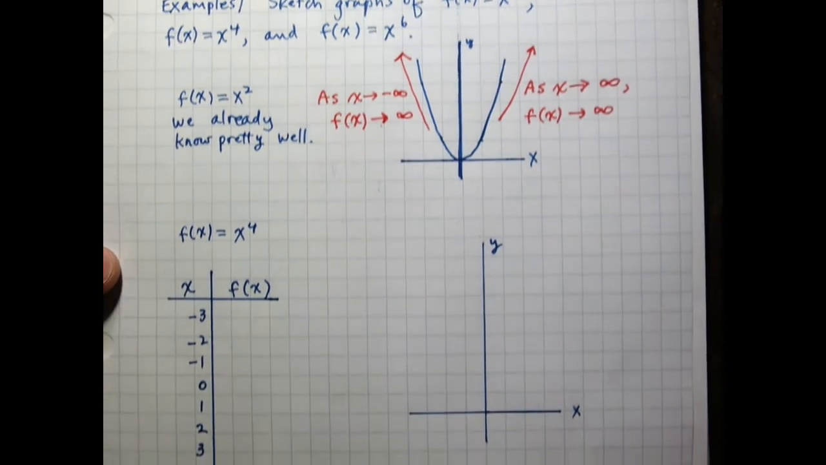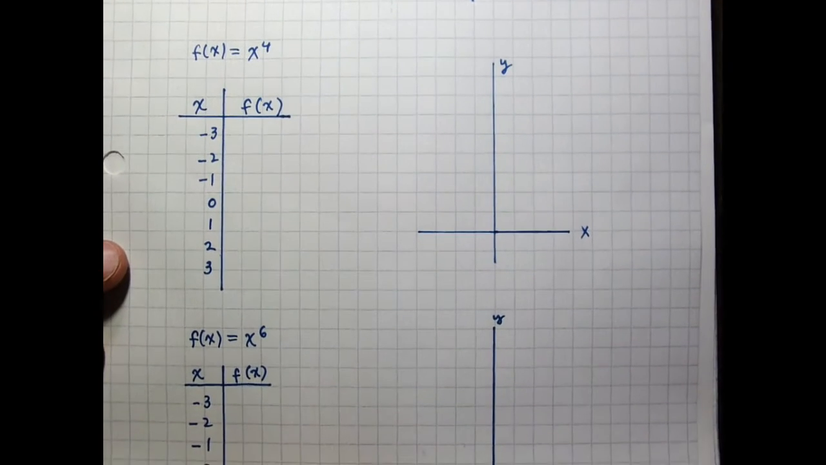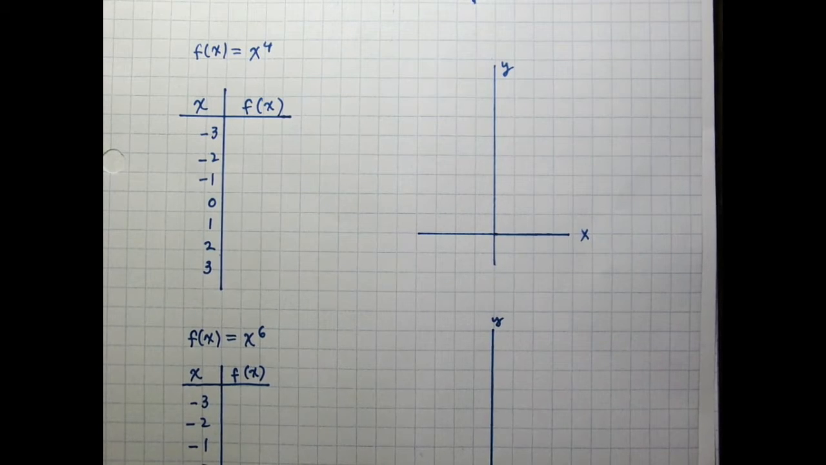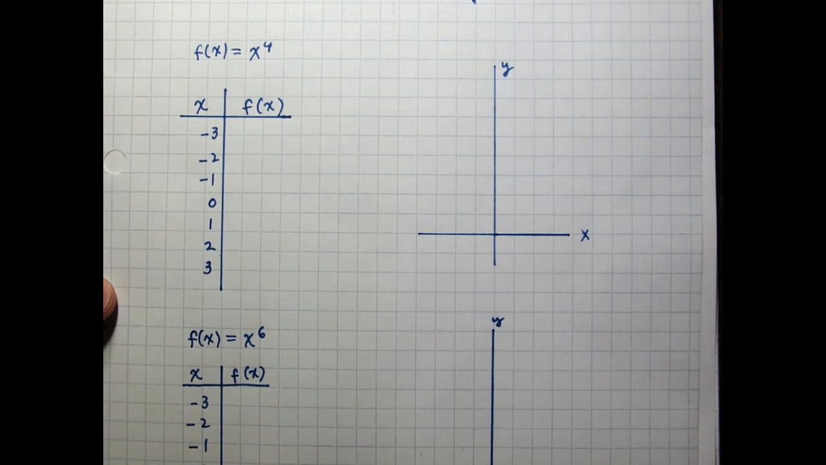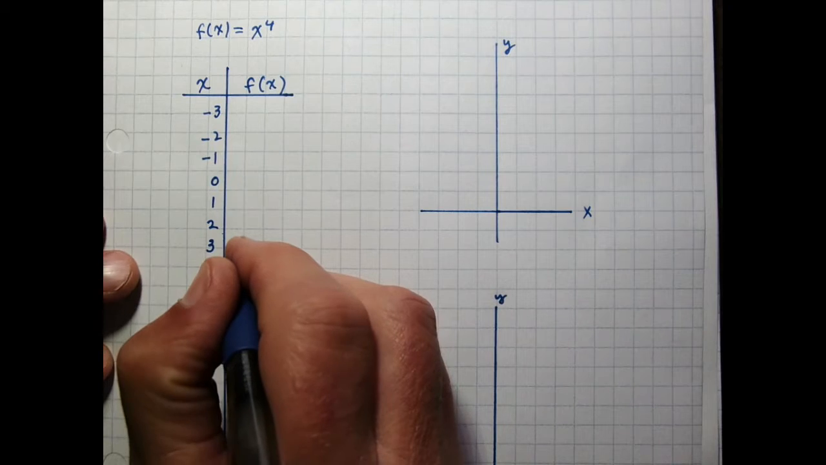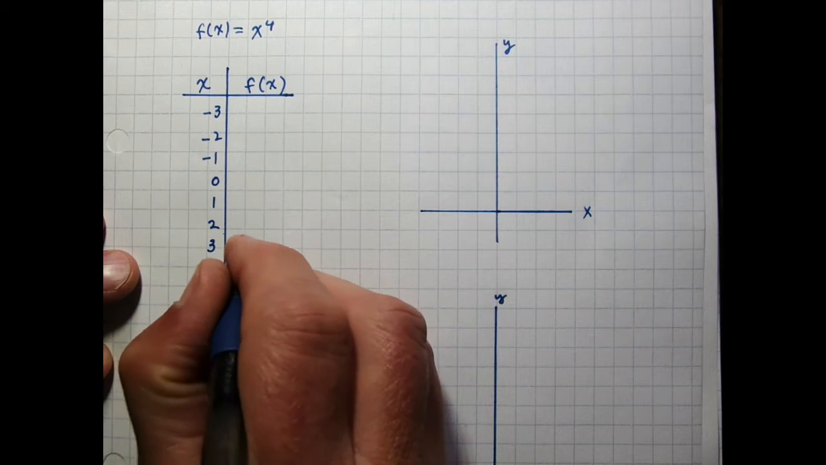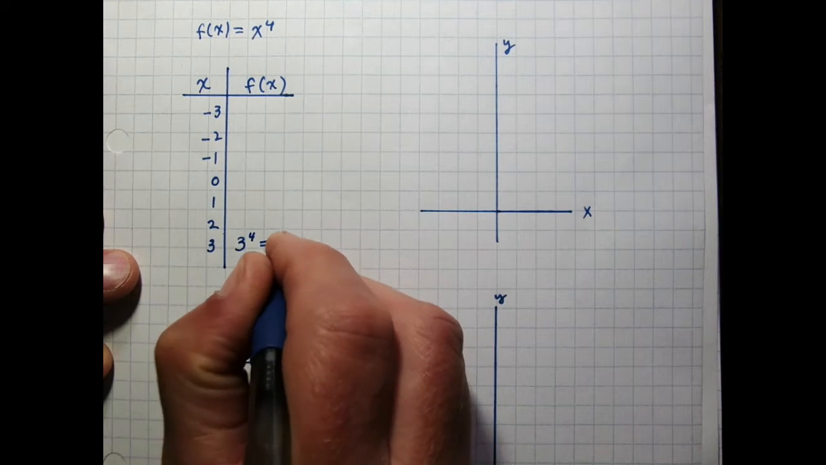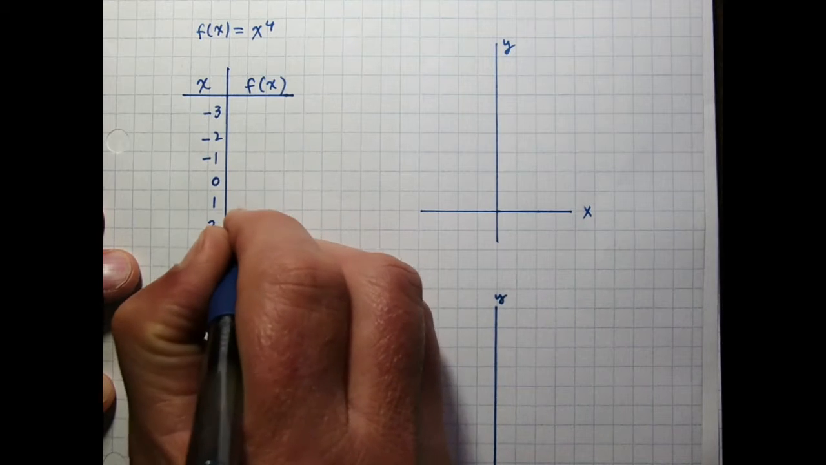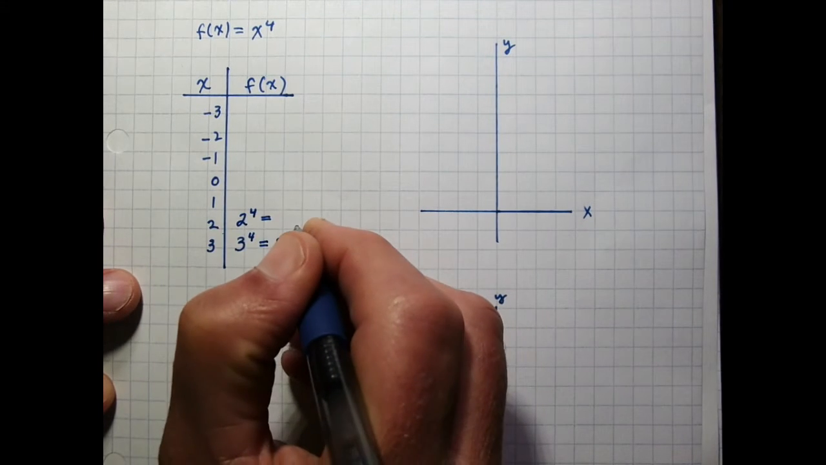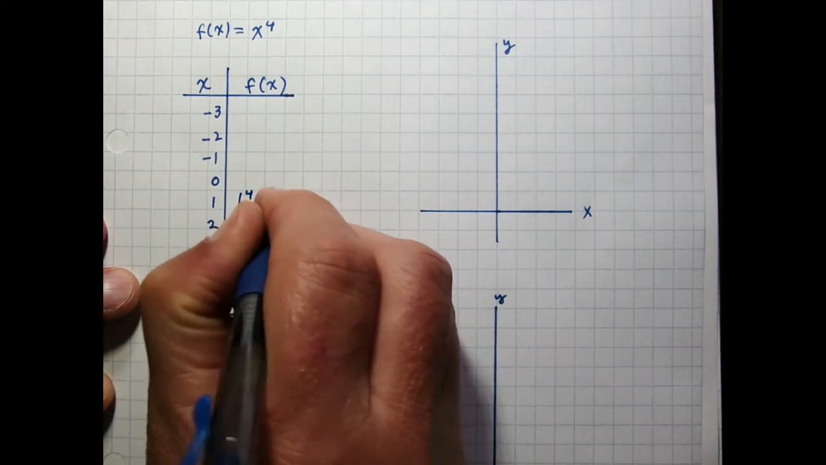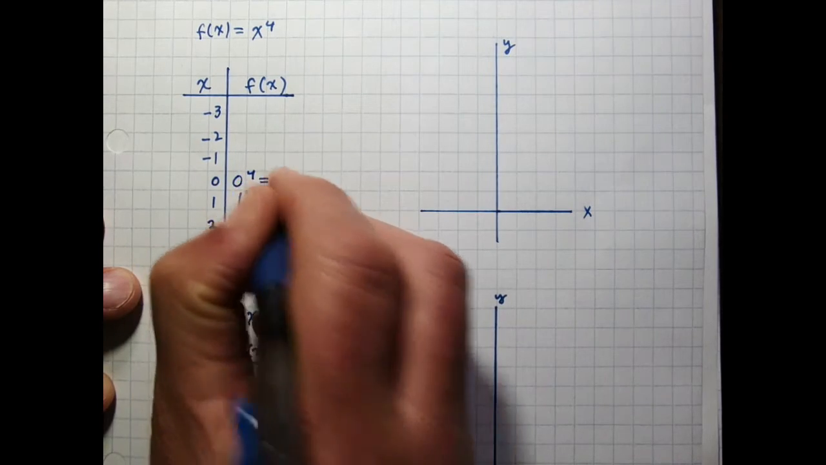Okay, so let's look at another example, f of x equals x to the fourth. And I went ahead and calculated some of these values ahead of time. And maybe I'll start down here at the bottom. When x is 3, we want 3 to the fourth. That's 3 times 3 times 3 times 3, which is 81. Same as 9 times 9. 2 to the fourth, 2 times 2 times 2 times 2 is 16. 1 to the fourth is 1. 0 to the fourth is 0.